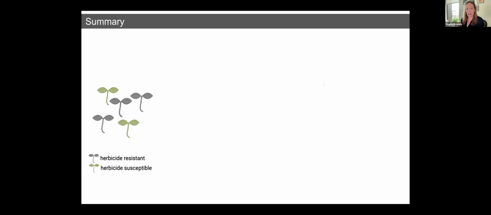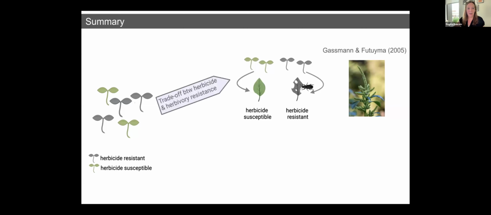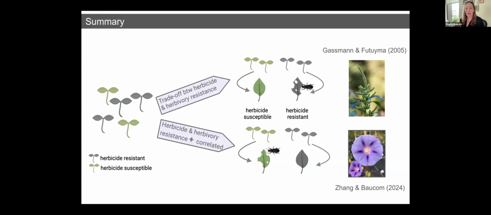Okay, so to summarize my talk, we were wondering if there is any evidence for ecological cost associated with glyphosate resistance in the common morning glory. Here I'm showing you a population that has both herbicide resistant and herbicide susceptible individuals. If we were predicting a trade-off between herbicide and herbivory resistance, we would see something more akin to what Gassmann and Fatouma saw, where the lineages that were herbicide resistant showed more herbivory. However, we found the opposite. We found that herbicide and herbivory resistance are positively correlated.